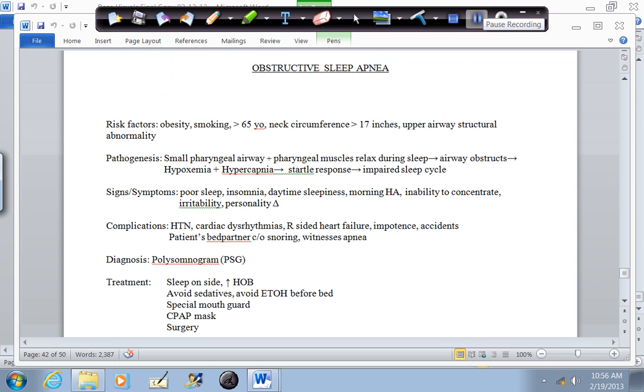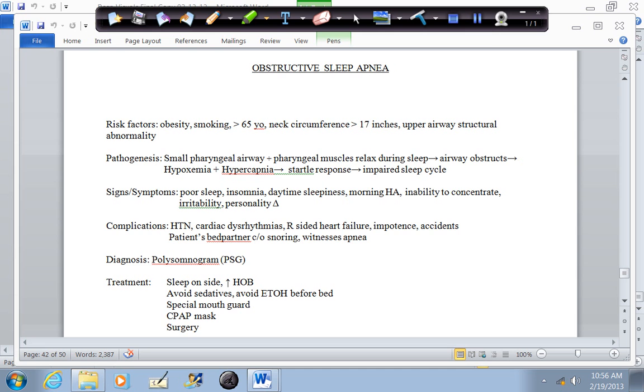Obstructive sleep apnea. We're seeing that more commonly now with a greater amount of obesity. Obesity is one of the main risk factors. So is smoking, being over 65, having a large neck, like mine, okay, a neck circumference that's greater than 17 inches, and then having some people just have structural abnormalities that they're born with.